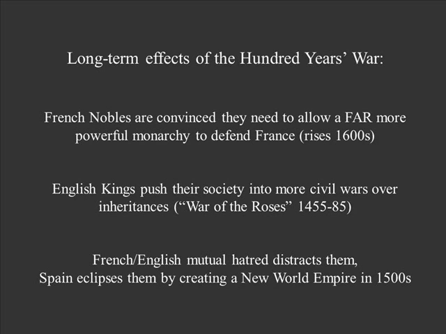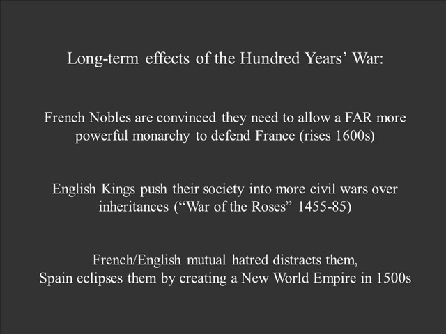The failure of the English kings to accomplish their goals leads to a civil war in England, where a few different families basically try to all become kings. And this just creates a massively destructive war that goes on for 30 years where they're just all killing each other like crazy. It becomes known in England as the War of the Roses.